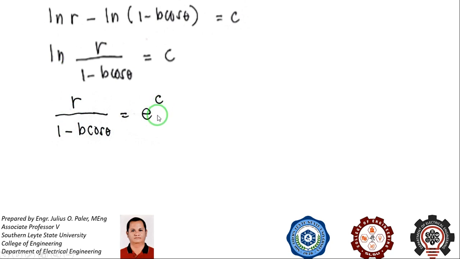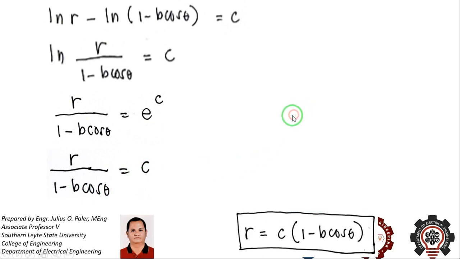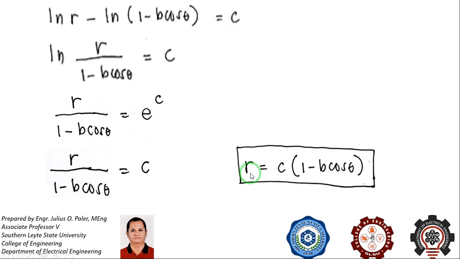Now, since e is a constant and c, the exponent, is also a constant, this term can be reduced to a constant c. So we can rewrite the equation as r all over 1 minus b cosine theta is equal to c. Simplifying further, expressing our final answer in terms of r, we have r is equal to c times the quantity 1 minus b cosine theta, which is our general solution and final answer, and an answer similar to that of the book of Rainville and Bedient.